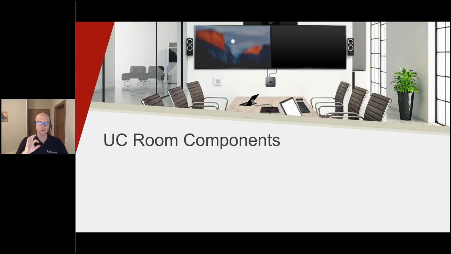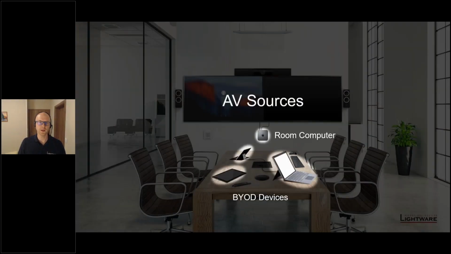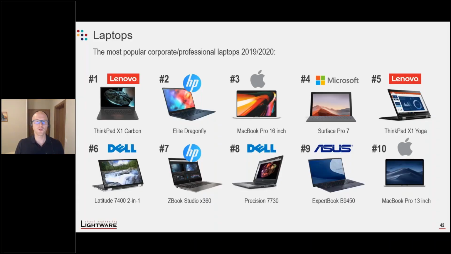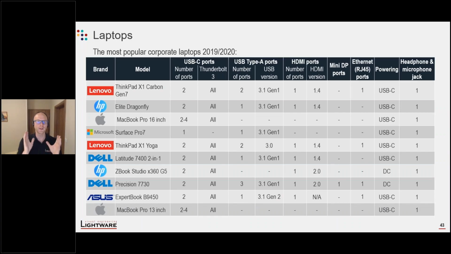All right, before we talk about video capabilities, let's take a look at the AV sources that can be found in meeting room environments. We took a look at the most popular professional and corporate laptops in 2019 and 2020. It doesn't really matter which brand. You don't need to look at the numbering, which one was the most popular. You find the biggest brands here: Lenovo, HP, Apple, Microsoft, Dell, Asus. And we took a look at the types of ports they have and the number of ports they have.